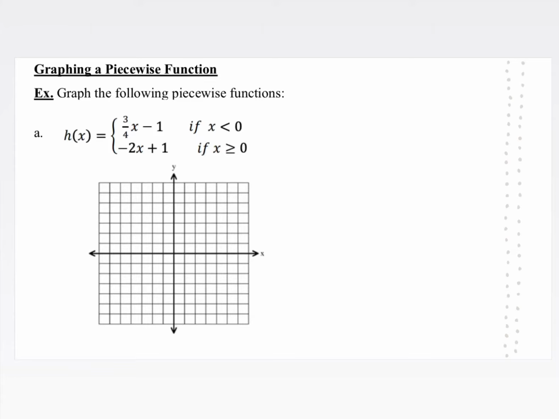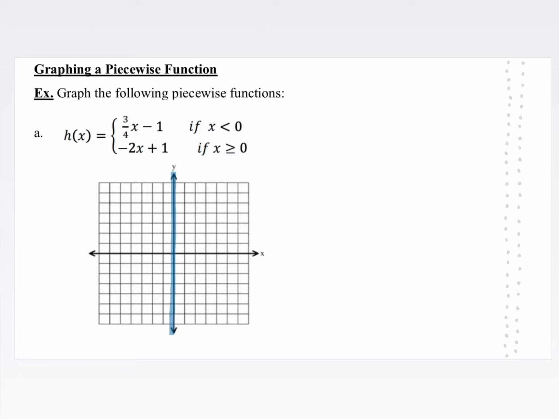In this example, we have h of x equals 3/4 x minus 1 if x is less than 0, and negative 2x plus 1 if x is greater than or equal to 0. So what I like to do first is I like to look here at my x values. This is kind of like my domain where I'm going to be starting and stopping. And I like to draw a line. It just happens that this is right on the y-axis.